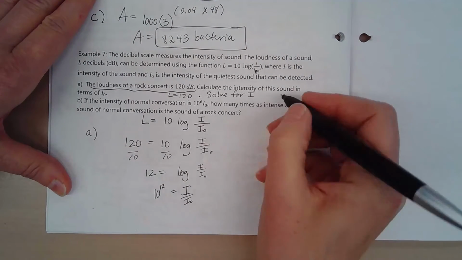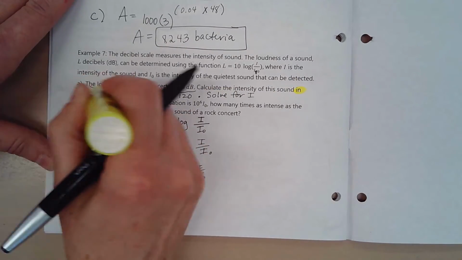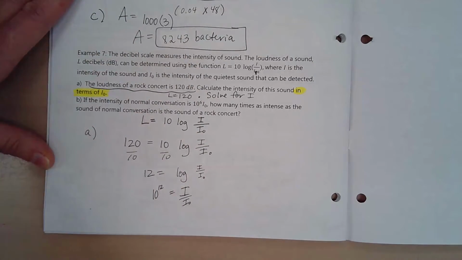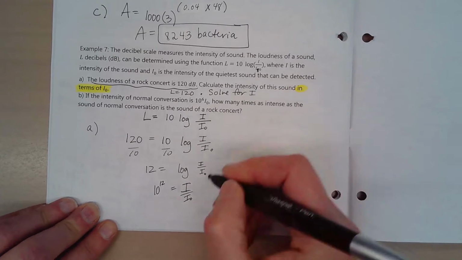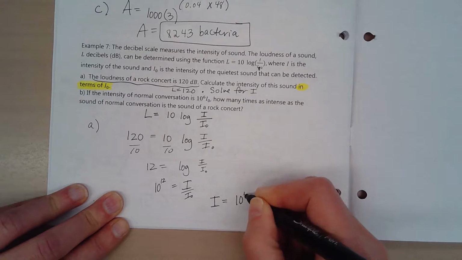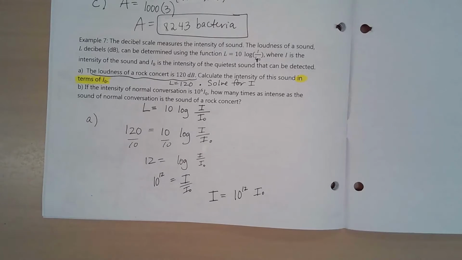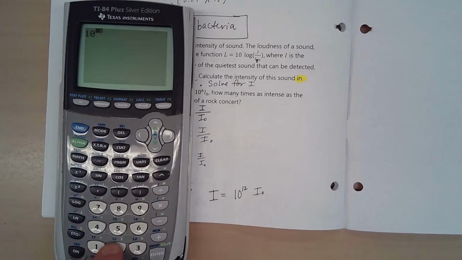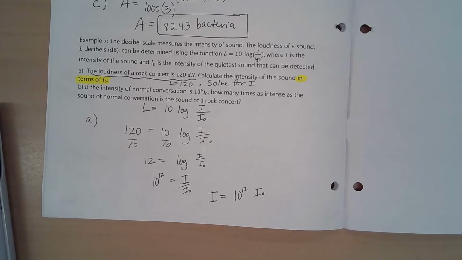They're saying in terms of I0, which is really weird, but this is something I've seen on the final exam. If it says in terms of I0, they're just letting you keep I0 in the answer. So I'm actually solving for I, right? I could write I equals 10 to the power 12 I0. 10 to the power 12 is some huge number, 12 zeros, right? That's all it is. I would just leave it like that.